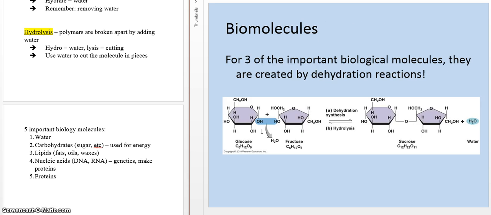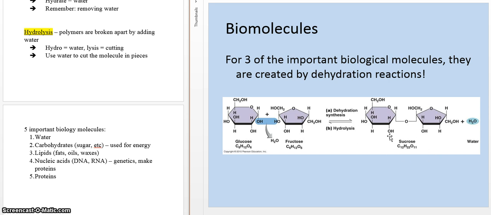How does this all tie together? Because we talked about the polymers and the monomers and the reactions and now the molecules. For 3 of those biological molecules, they are created by dehydration or hydrolysis. So for example, here's 2 small carbohydrates. If we wanted to put them together to make a bigger carbohydrate, you would use dehydration. If we wanted to break them apart, you would use hydrolysis.